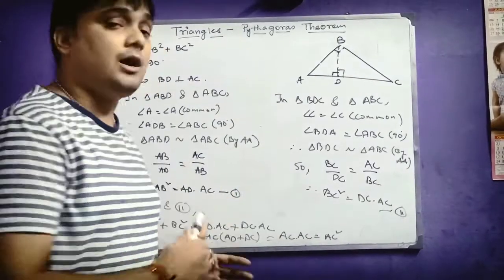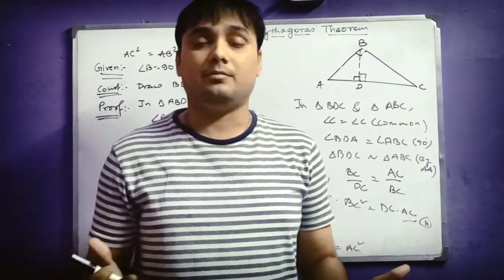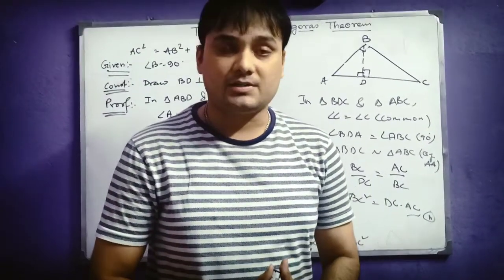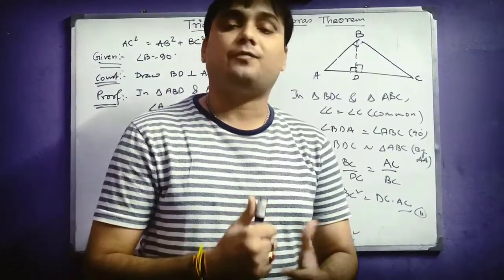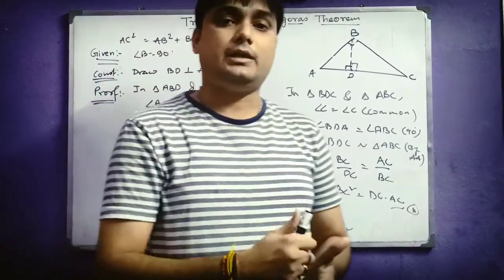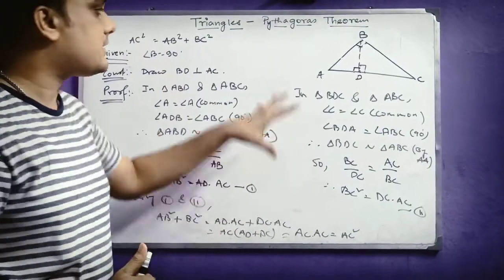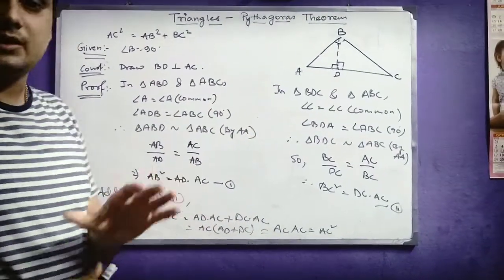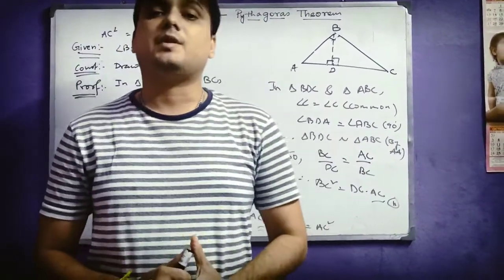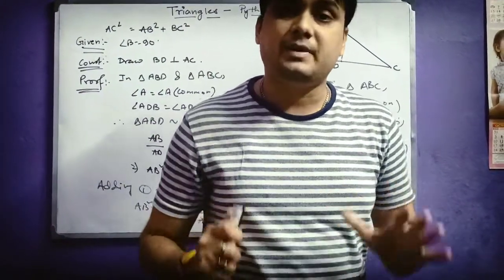This is how we have come to a very important theorem, the Pythagoras theorem, which is mainly used for finding any unknown side of a right angle triangle if you know the other two sides of the triangle. So this is how we have got this theorem. This is the proof of the theorem which is there in your syllabus also. Now we will be solving a few questions from the last exercise which is completely based on this theorem.